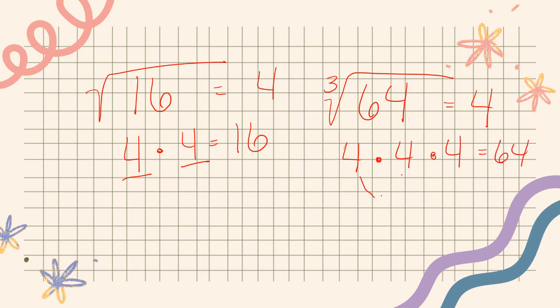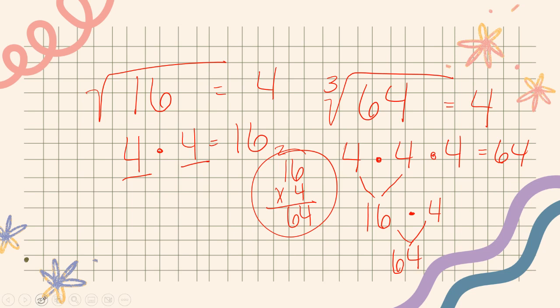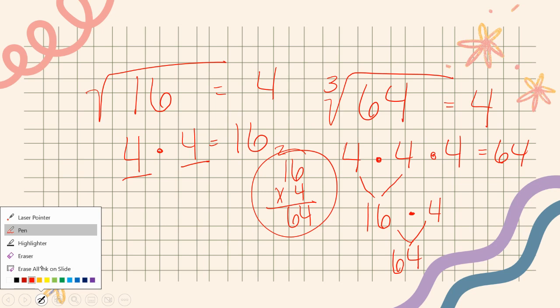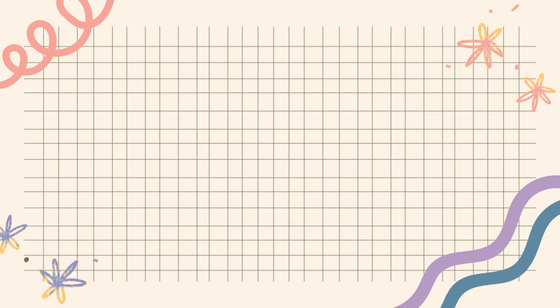And I can prove that to you by doing 4 times 4 is 16, and 16 times 4 equals 64. You may use a calculator to check that, but there's the math. So that's what a cubed root is, simply put. I'm going to run through a couple more examples, and I'm going to ask that you fill in the rest on your chart.